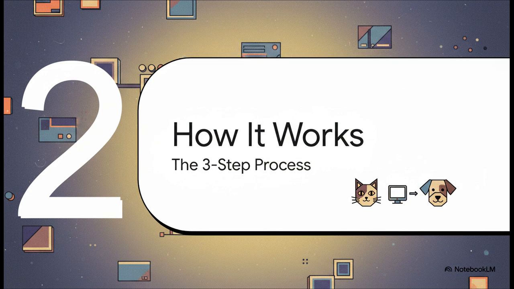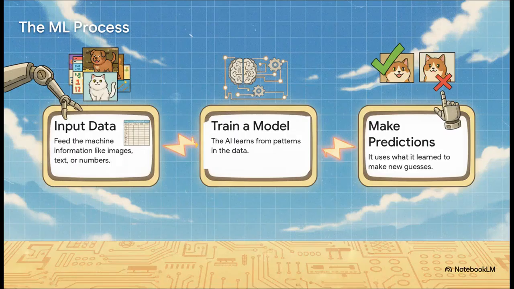Now, let's just zoom out for a second and look at the simple 3-step recipe that applies to pretty much any machine learning task out there. It really just boils down to these 3 things. First, you have the input data. That's our thousands of cat and dog pictures. Second, you train a model. That's the part where the computer finds all those hidden patterns. And finally, number 3, you make predictions. That's when you give it a brand new photo it's never seen before, and it tells you, yep, that's a dog.